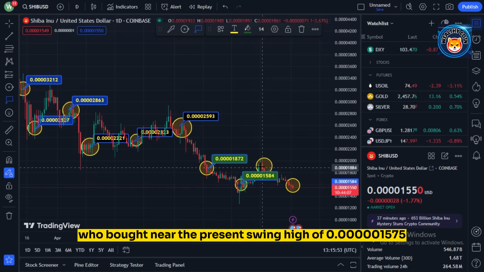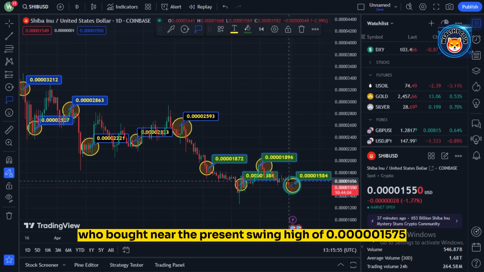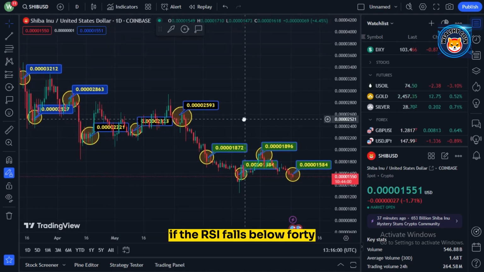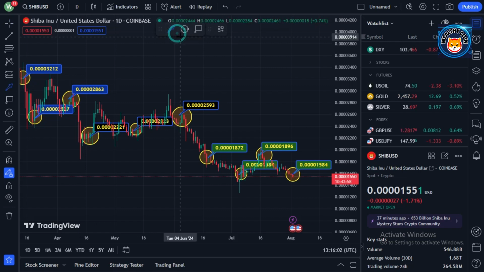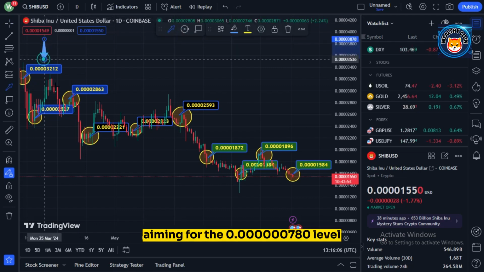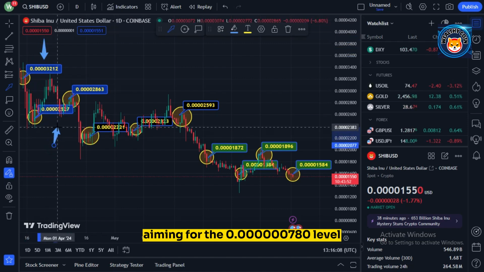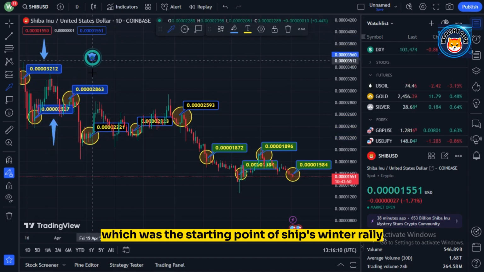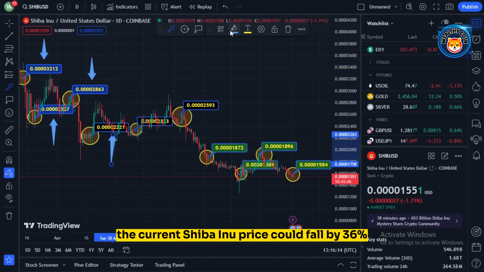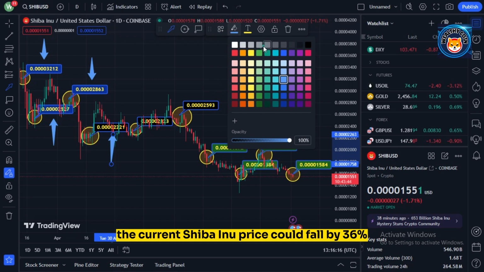Alternatively, the bears who bought near the present swing high of 0.0000001575 will probably start adding to their positions if the RSI falls below 40. This could lead to a stampede of sellers aiming for the 0.0000000780 level, which was the starting point of Shib's winter rally. According to the pessimistic outlook, the current Shiba Inu price could fall by 36%.